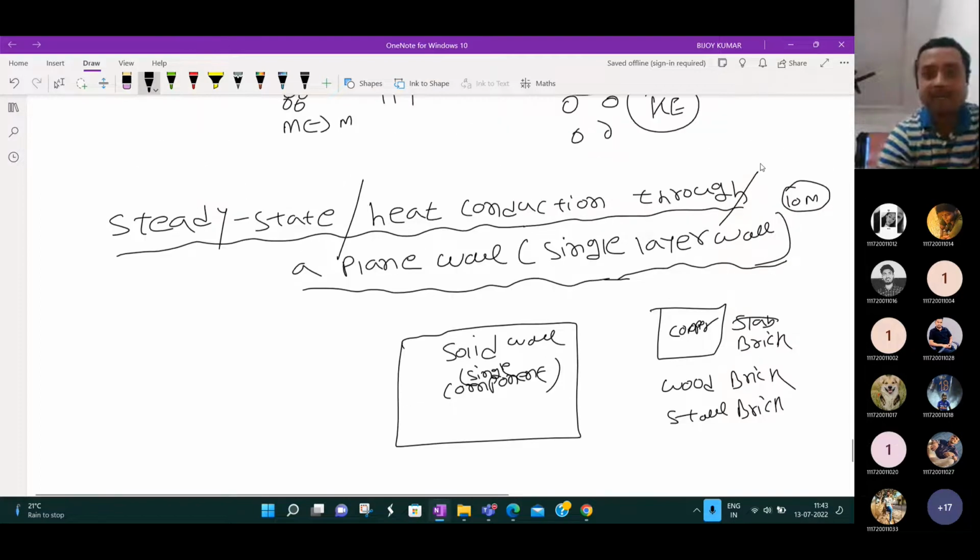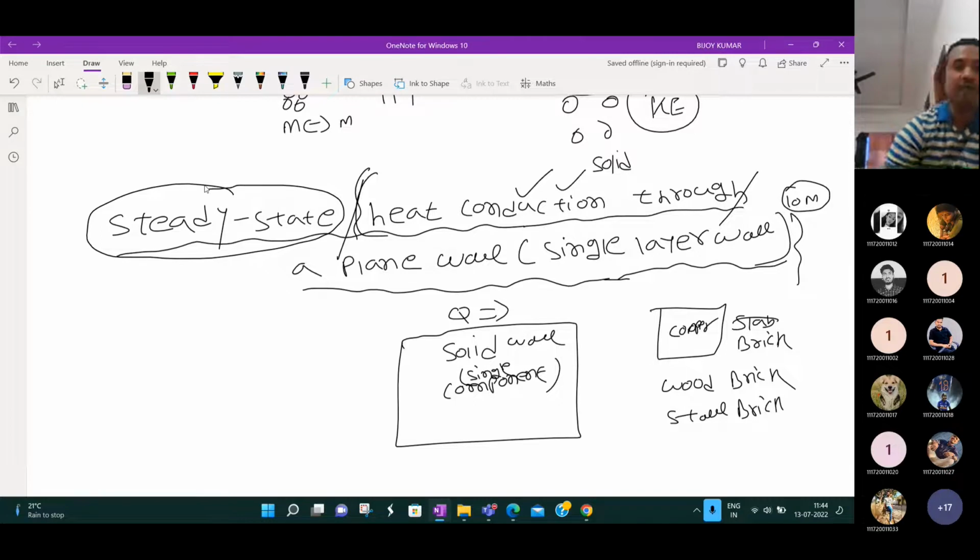Next is heat conduction through. It means through this solid wall, how will the heat flow? Heat will flow through conduction only. Why? Because this is a solid wall, so heat will transfer through conduction. So suppose we consider a plane wall or a single solid material; how the heat will transfer through conduction is what the derivation is about. Then another term is steady state.